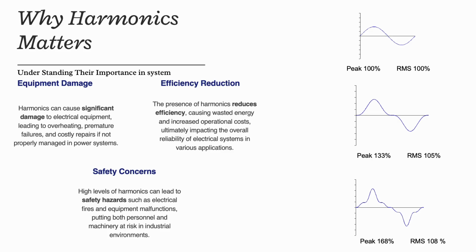If you look at the images on the slide, the first shows a pure sine wave, smooth and clean. The second one shows a distorted wave. This is what happens when harmonics are present. You can see that even though the fundamental frequency is the same, the waveform shape changes drastically. This is the visual proof of harmonic distortion.